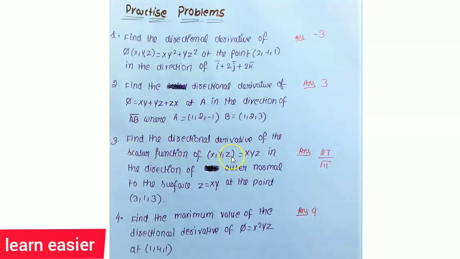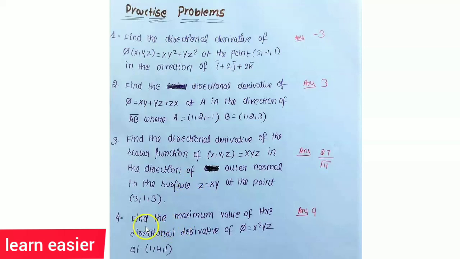Now look at the third problem. Here the third problem is the directional derivative of the scalar function xyz in the direction of the outer normal to the surface at the point (3, 1, 3). So you have to find the directional derivative of this function in the same way. So del f at this point, and you have to find the normal vector, that is for the function z equal to xy, and then you have to find the unit vector for this normal vector, and then you have to take the dot product of the two vectors, that are del f and e cap.